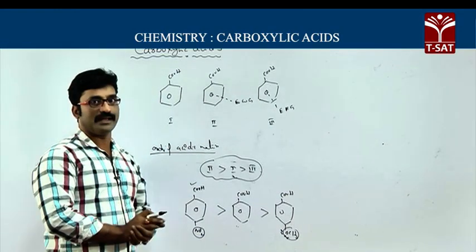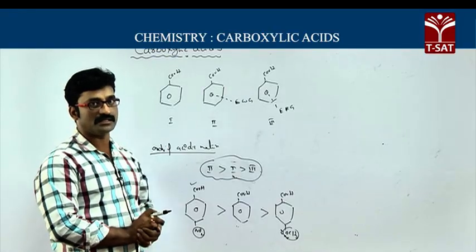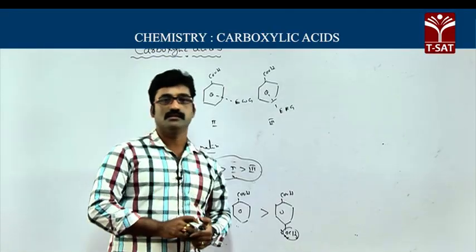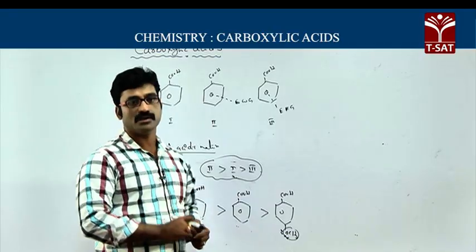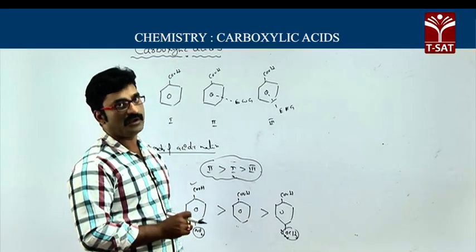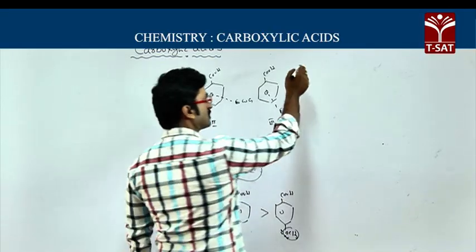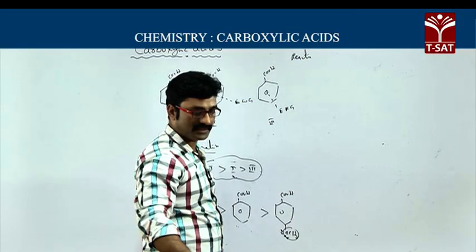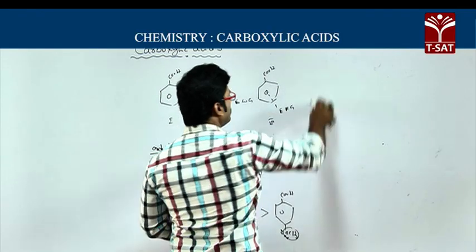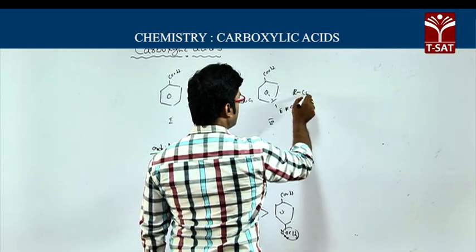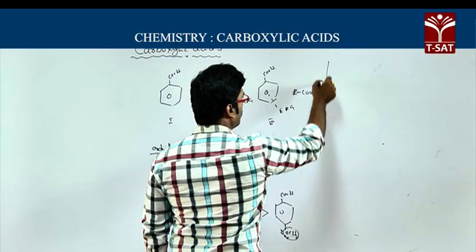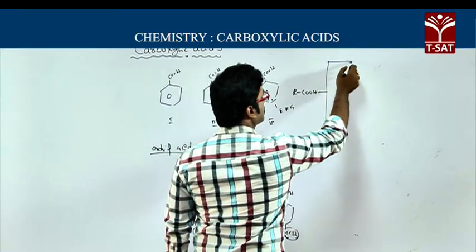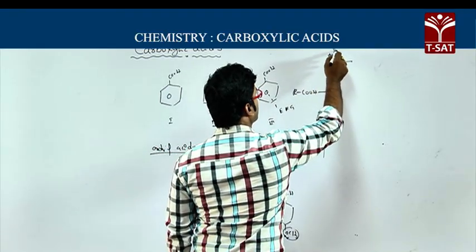This is about the acidic nature of carboxylic acids. Now we'll discuss the reactions of carboxylic acids involving cleavage of OH bond. First one is reaction with a carboxylic acid, COOH. This carboxylic acid reacts with active metals.